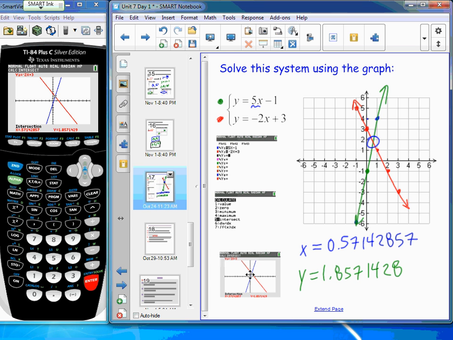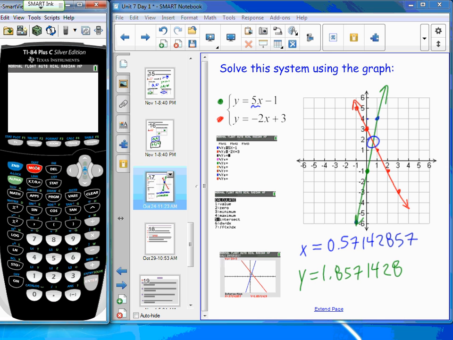All right. So I think that these should be rational solutions, and I don't like the fact that they're decimals here, right? They go on like that. So what I'm going to do is go to my home screen. On my home screen, I'm going to go ahead and enter that x value as much as I can. I'm going to enter 0.57142857.